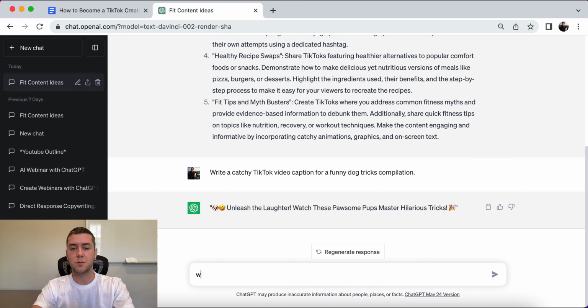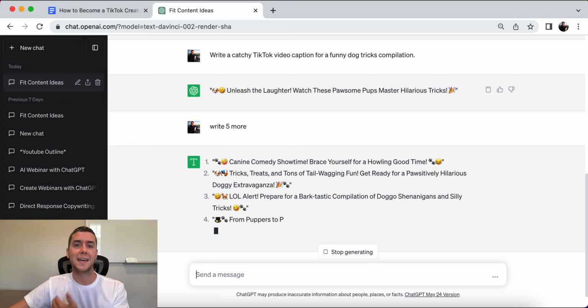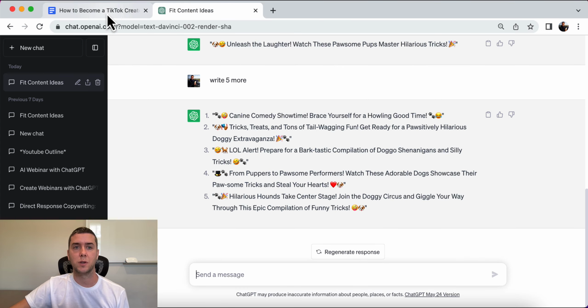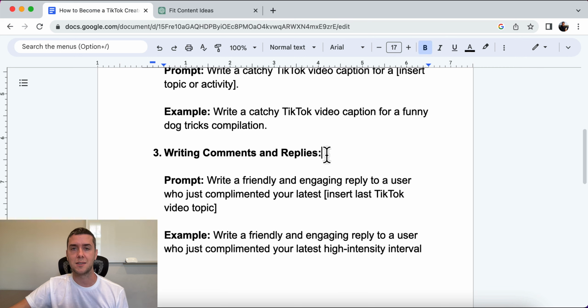All right, and if you want some different ideas, write 5 more, and it'll come up with a couple different ideas for you to put in as your captions, okay? Really easy, really simple. All right, number 3 is writing comments and replies. I think a lot of people really miss the point of replying to people that are already interacting with you. You need to encourage that interaction because that is what gets more people in your community and interested in you as a creator, all right?